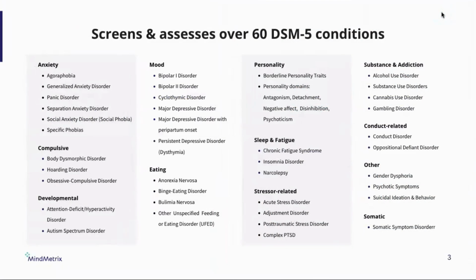MindMetrix screens and assesses for more than 60 DSM-5 conditions and related clinical concerns, including mood, anxiety, developmental, trauma-related, sleep, eating, and substance use disorders, in addition to psychotic symptoms and suicide risk. This comprehensive approach helps clinicians look beyond the presenting problem, identify potential comorbidities early, and make more confident, data-driven decisions.